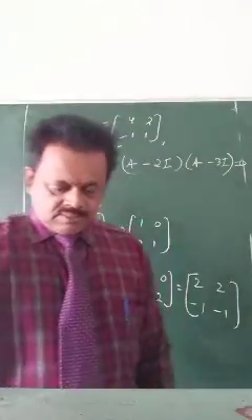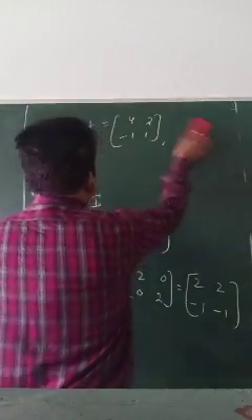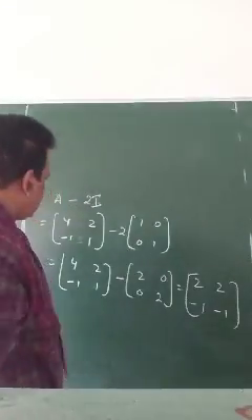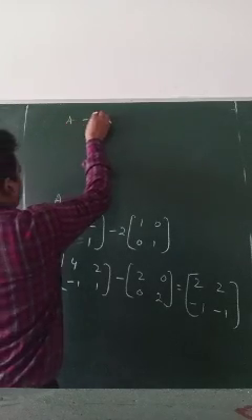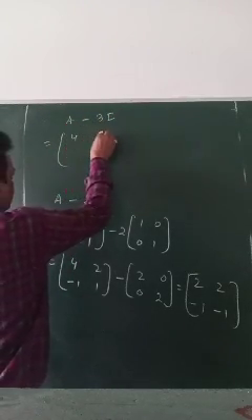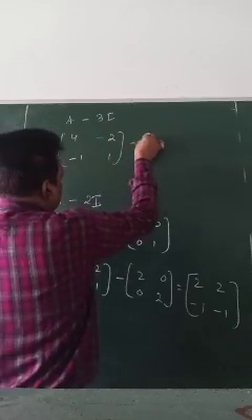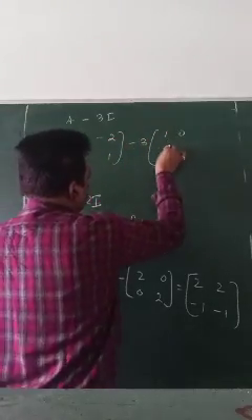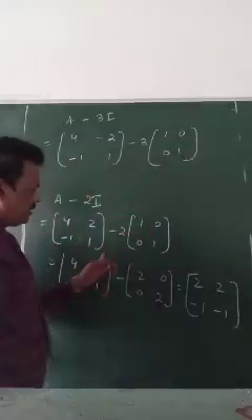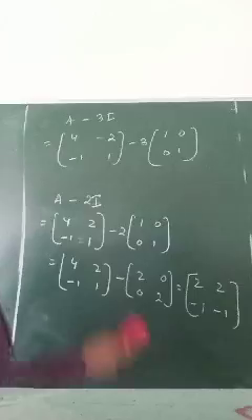Got this? Then what is A minus 3I? That is [4 2; minus 1 1] minus 3 times [1 0; 0 1]. Since you know what you have to do, 3 has to be multiplied here, so directly you write the answer.